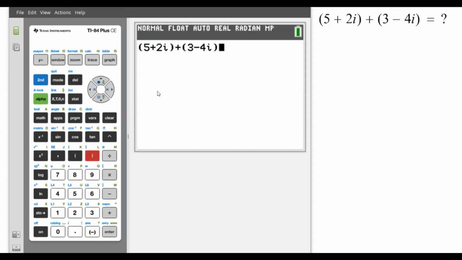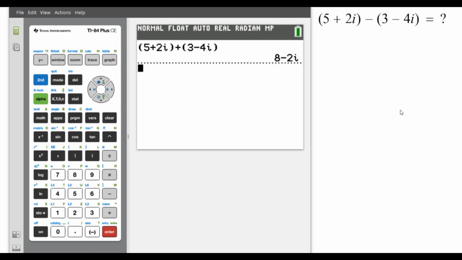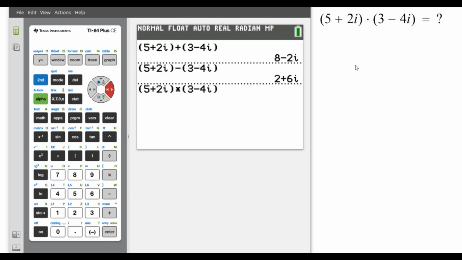Here, let's add these two complex numbers. Then let's subtract those same two complex numbers. I'm just going to go up to the history and paste this down so I can easily edit that plus sign to a minus sign. And there's the difference. Next is the product. The times sign is optional.